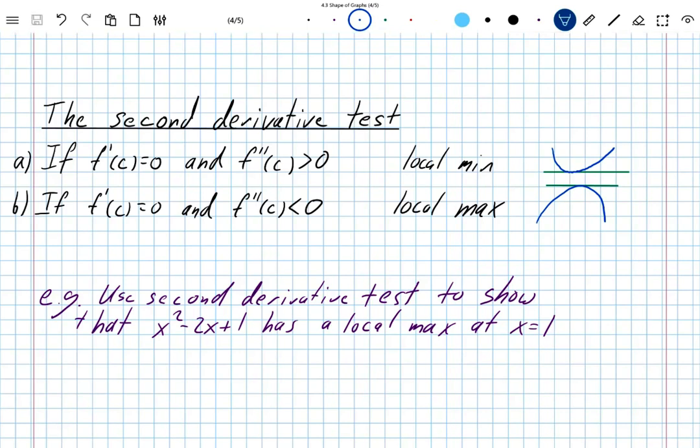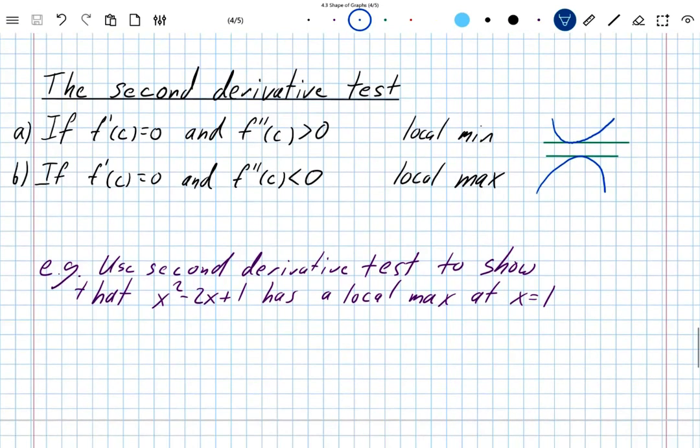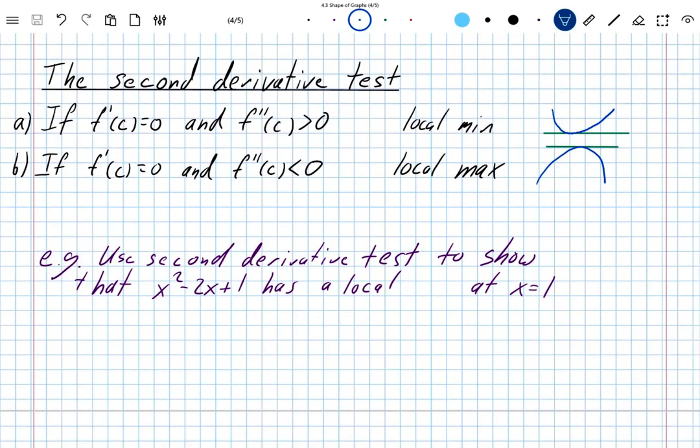Use the second derivative test to show that x squared minus 2x plus 1 has a local, that should be a minimum, not a maximum, has a local min, which I'll often just write for minimum, at x equals 1. Well, my second derivative tells us what to do. It might be nice to have a little bit of notation here, so let's call this thing f. That way I can write f prime of x is equal to, check your ability to take the derivative of a polynomial quickly, 2x minus 2. The derivative of that is my second derivative. That's just going to be a 2.